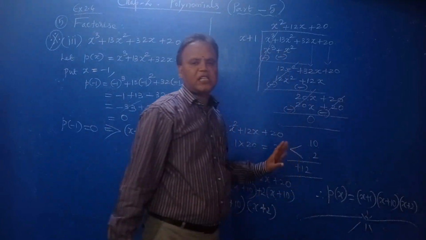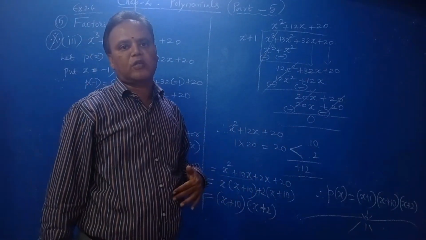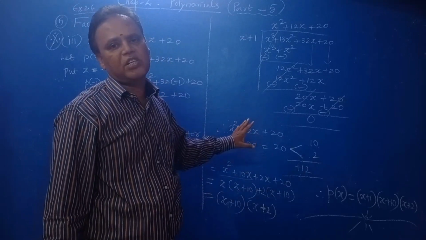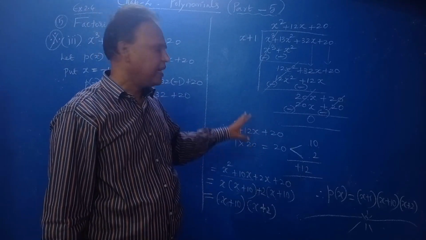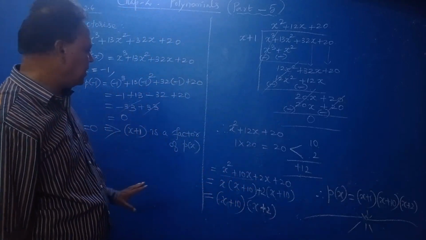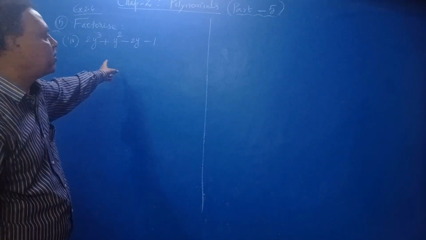So this is a very simple method. There is one more method also, which I will teach later on, but this is the easiest method. You will understand easily. You can do it easily. Clear? So one more problem we will see.